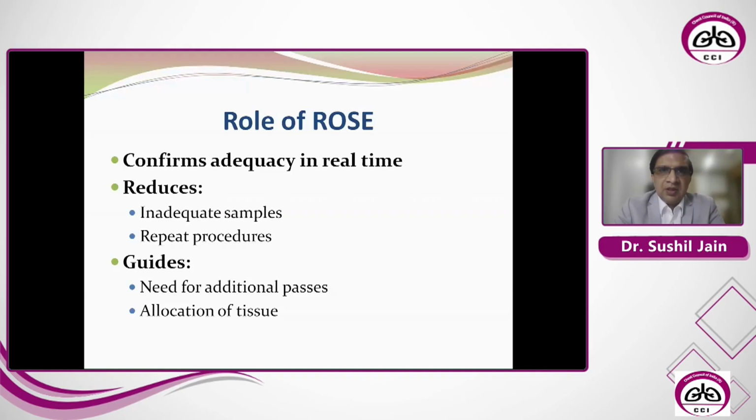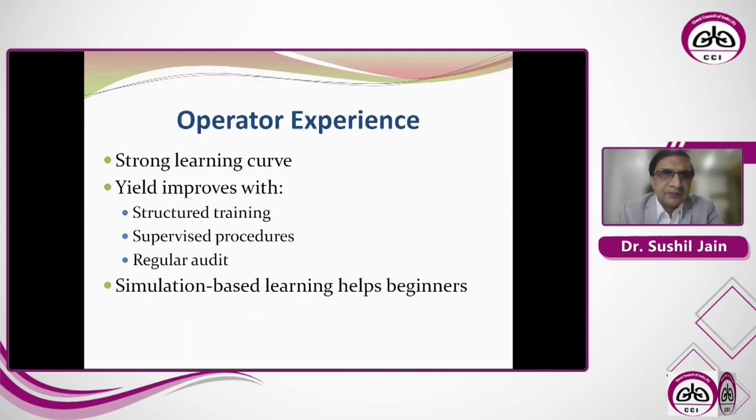Coming to ROSE, the role of ROSE: it confirms adequacy in real time. It reduces inadequate samples and repeat procedures, and it guides us on the need for additional passes and allocation of tissue for different tests. ROSE again is a very important thing. However, we'll have another lecture for ROSE, so I'm not getting into details of it. But definitely, if possible, we should consider having ROSE in our bronchoscopy suite.